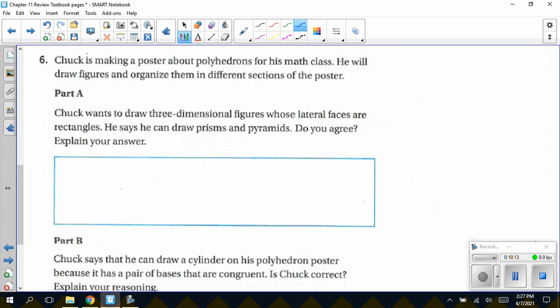So part A, Chuck wants to draw three-dimensional figures whose lateral faces are rectangles. So we have lateral faces that are being rectangles. He says he can draw prisms and pyramids. Do you agree? Well, I have to remember a prism lateral face and a pyramid lateral face. So remember, prisms have two bases. And with those bases, they are connected with rectangles for their lateral faces.